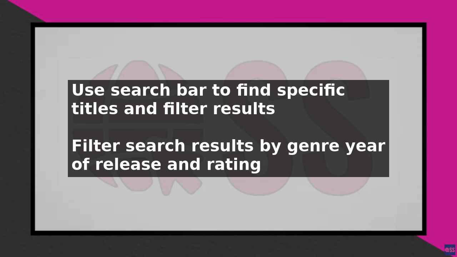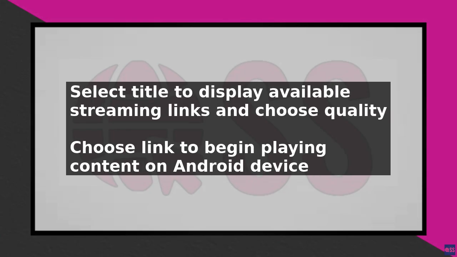TTV also allows you to add titles to a favorites list, making it easy to keep track of the movies and shows you want to watch. To add a title to your favorites list, select the title and click the Favorites button. You can then access your favorites list from the app's menu.